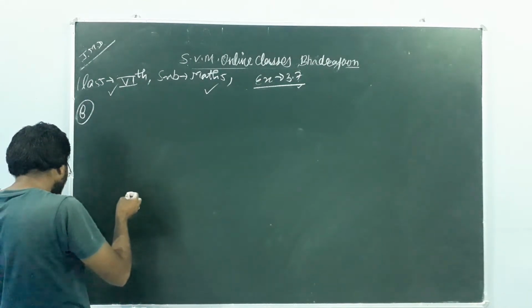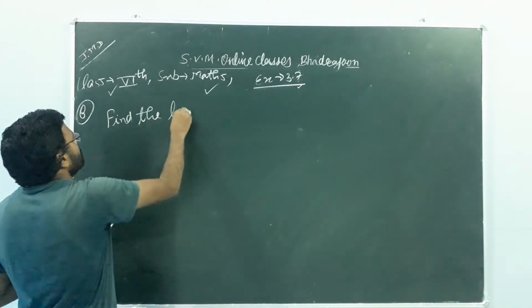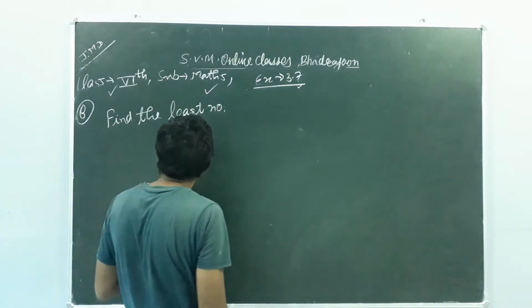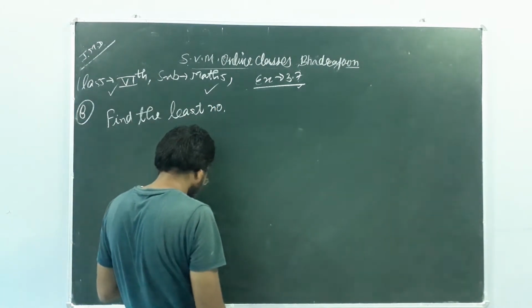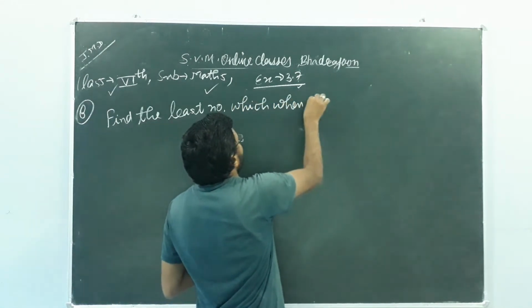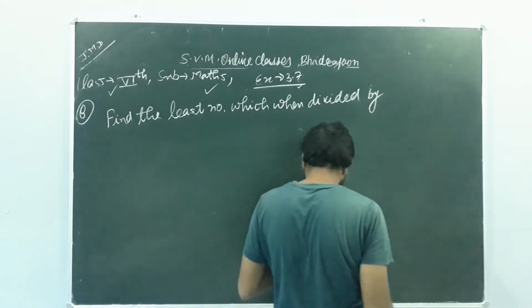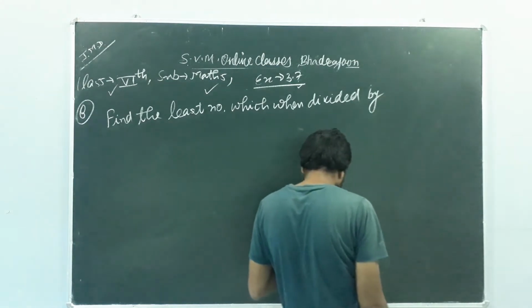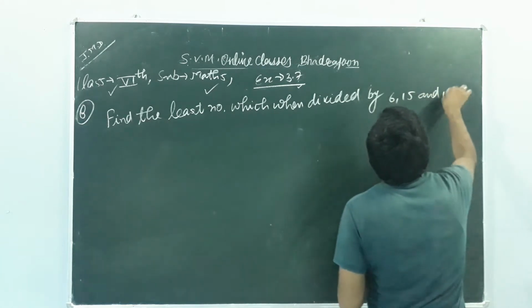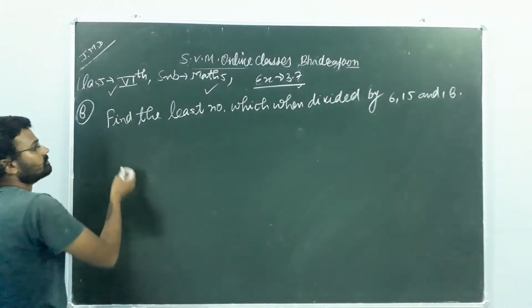Find the least number which when divided by 6, 15 and 18 leave remainder 5 in each case.